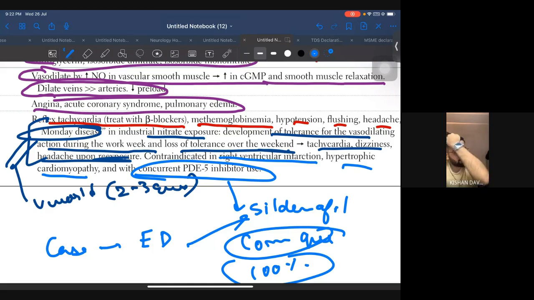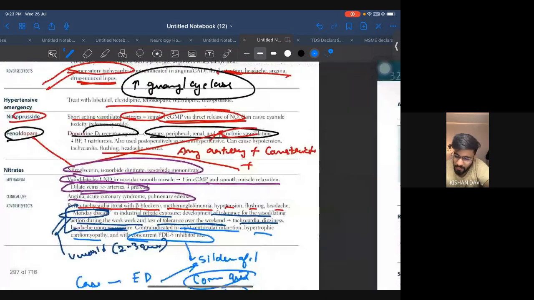Remember nitrate should never be given with PDE5 inhibitors because they will cause vasodilation. There will be hypotension. The patient will go into hypotension state. BP एकदम कम हो जाएगा. All right, that's what about nitrates.